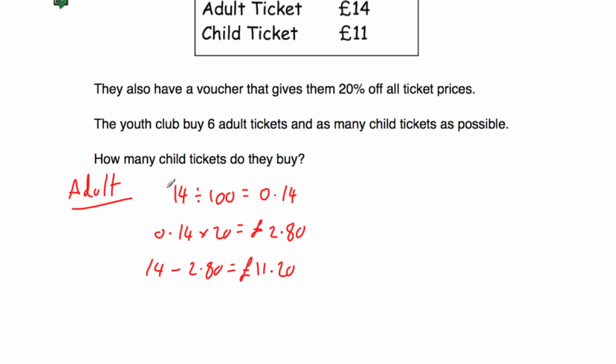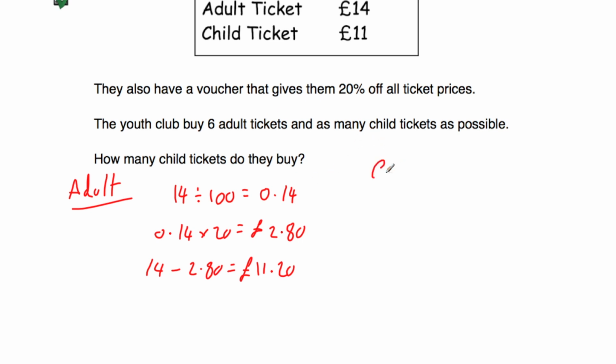And we've done that by taking the price, which was £14, we divided by 100 to find 1%, we times it by 20 to find 20%, and then we took that away. Another way we could have done it is just to multiply this amount by the multiplier, which would be 0.8. And if you need to revise multipliers, there's a Corbettmaths video on multipliers, and they're really useful as well.